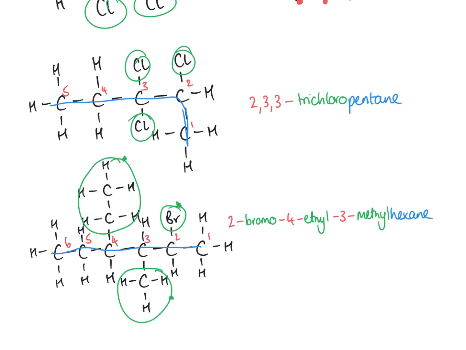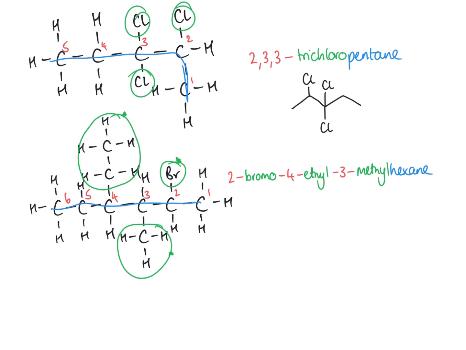So let's have a look at these last two. Pentane is 1, 2, 3, 4, 5, and then you have got a chloro group on carbon number 2 and 2 chloro groups on carbon number 3. So it would look like that. They're probably not going to give you an example this complicated, where there are multiple halogen groups on the same carbon atom plus maybe a methyl group as well. But the same principles apply to each one.